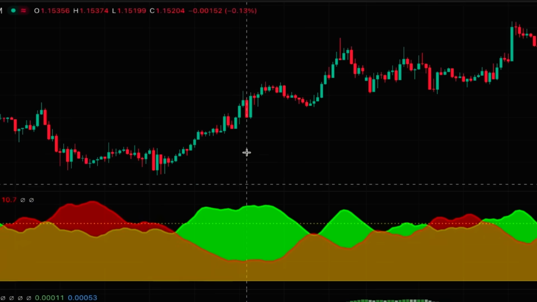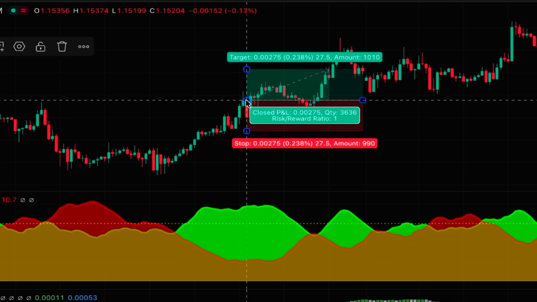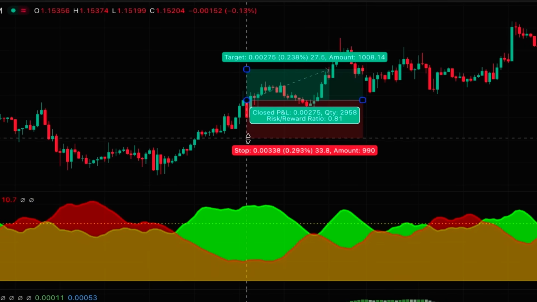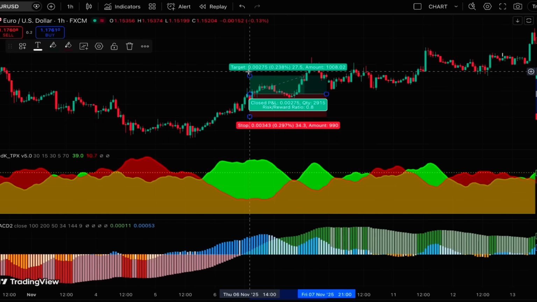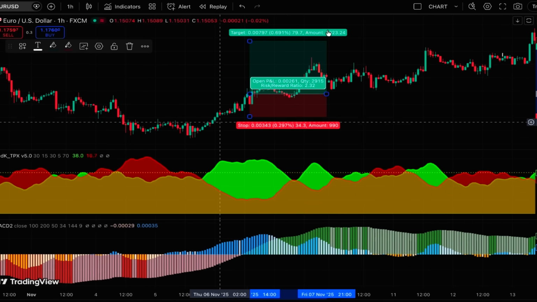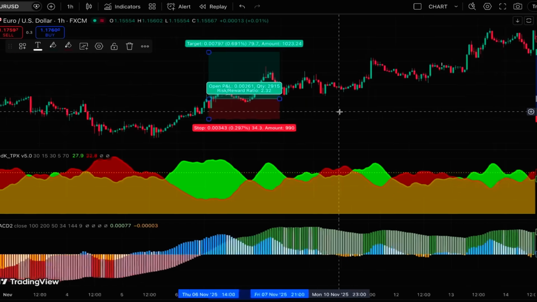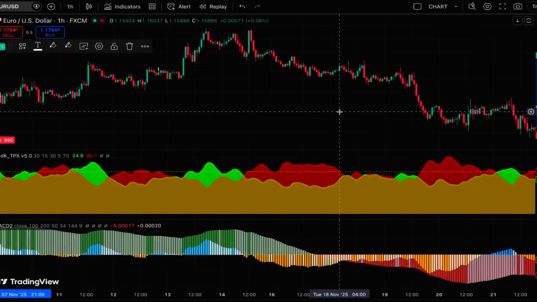So in practice, we could enter a long position at this point with the stop loss below the previous swing low and profit target at risk to reward ratio of 2. This was a long position setup, and now let me teach you a short position setup.